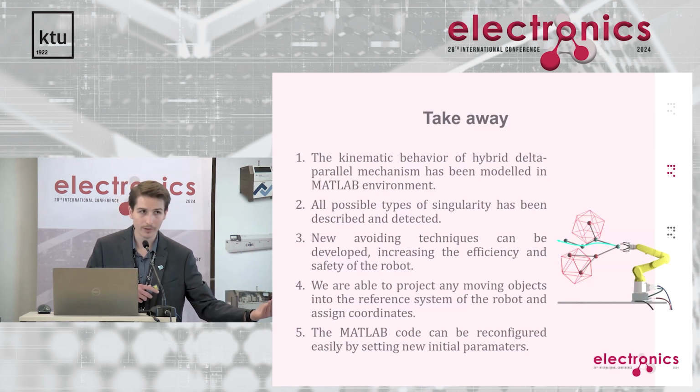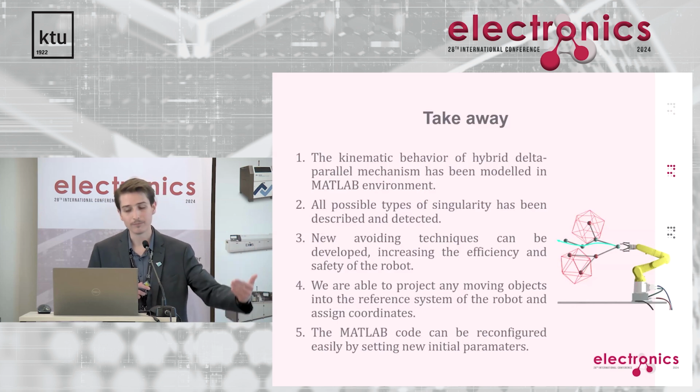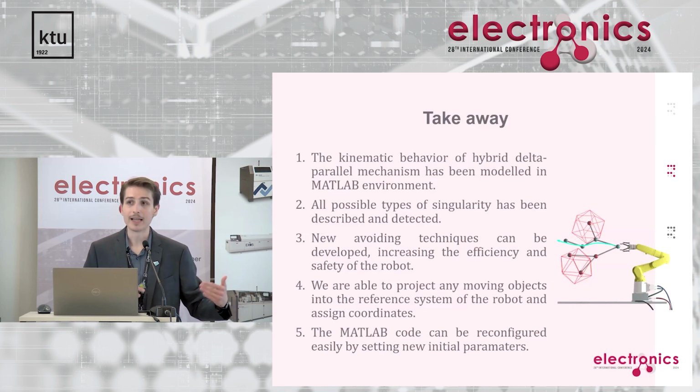This is one point emphasizing the collaboration. All types of singularities were described and detected. The next step is the prediction. If we have a program code, we need to analyze the program code and see the trajectories, and if along the trajectory we can see any point which is close to the singularity, then it can give a notation to us, and in this case we can think about avoiding it.